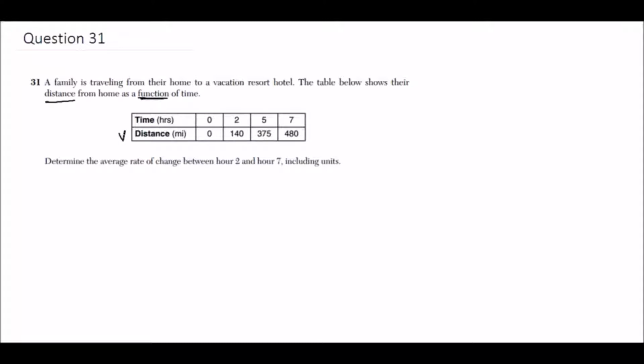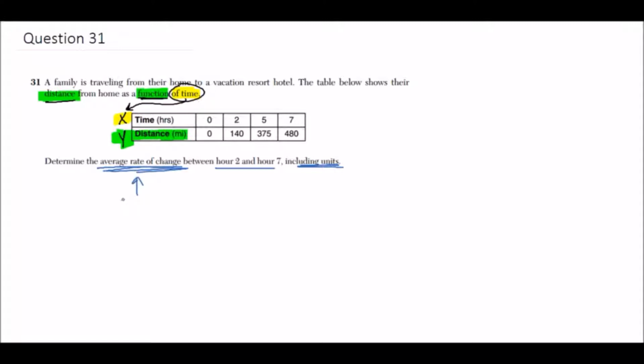So basically this is acting as our y, and the time is acting as our x. Whatever we're doing it a function of, that's going to be the x value, the independent variable, and the distance here is the function, so that's going to be the y value. And the question is, determine the average rate of change between hour 2 and hour 7, including units.